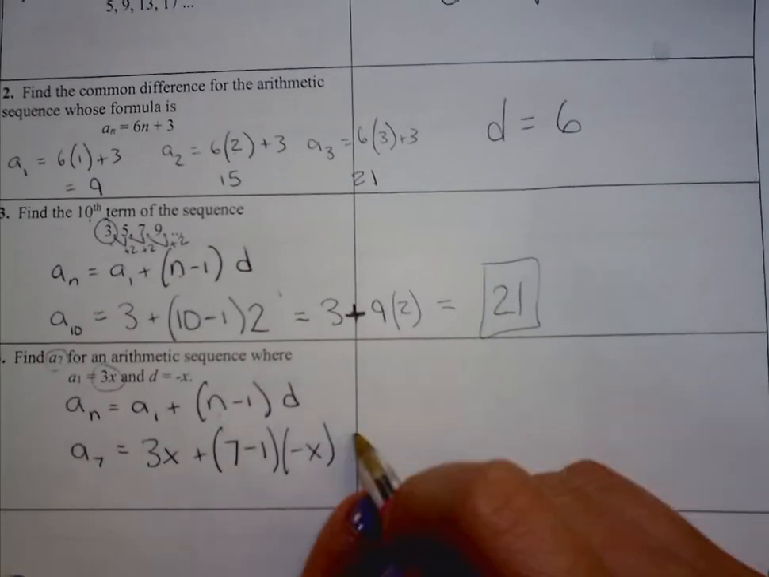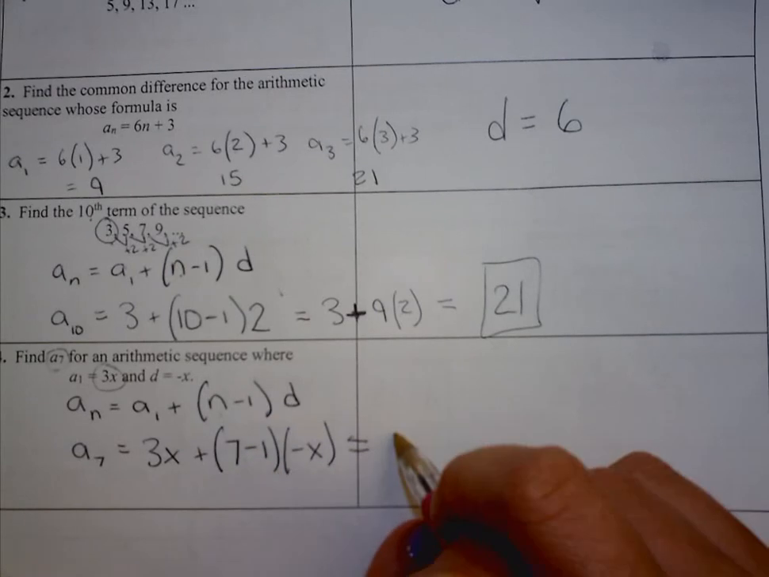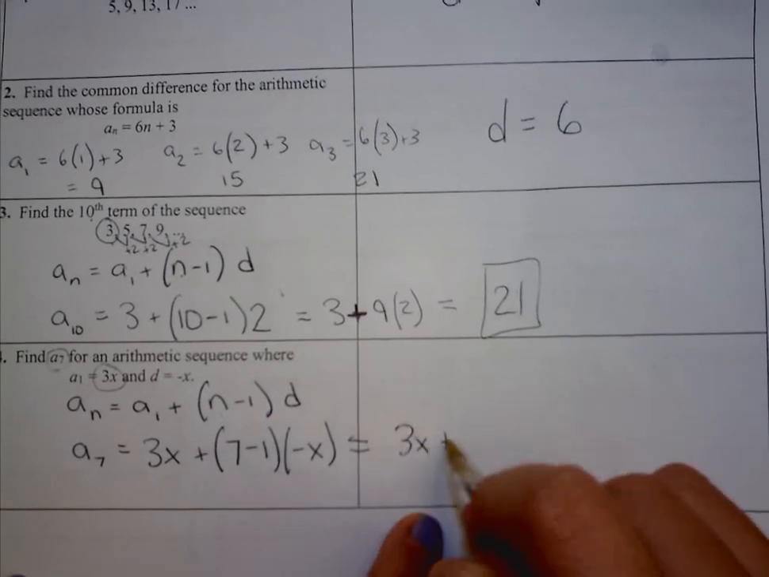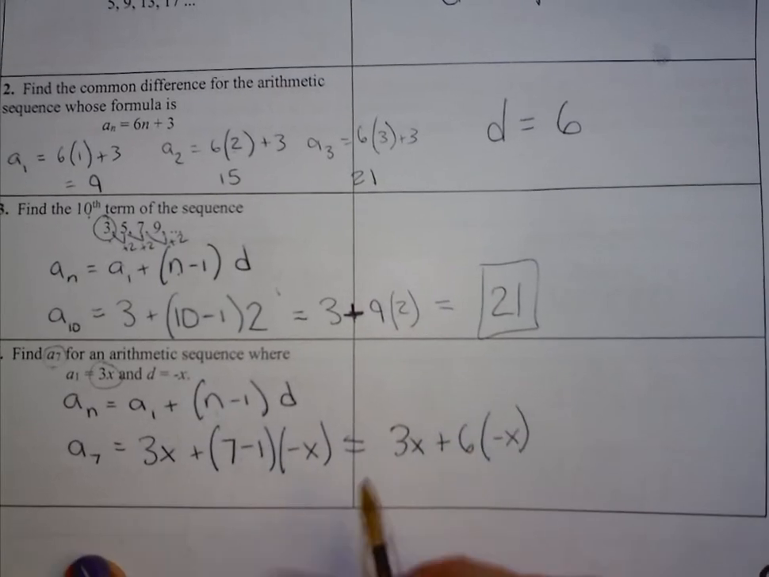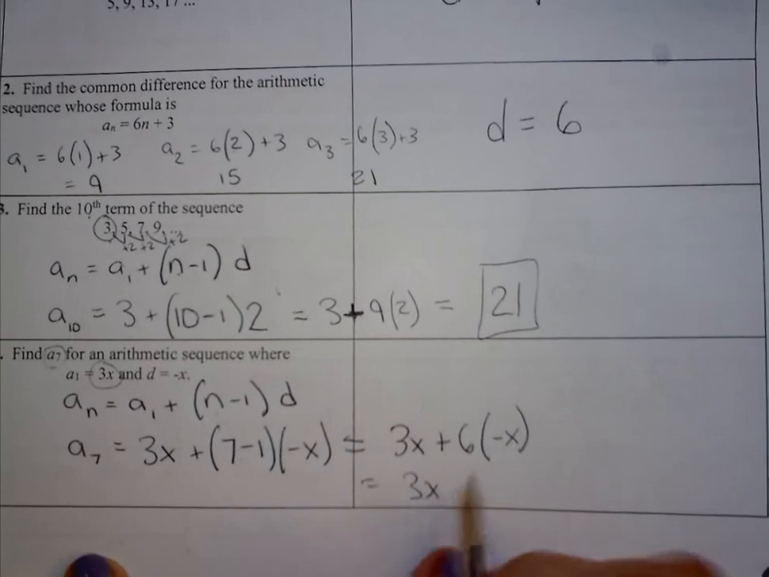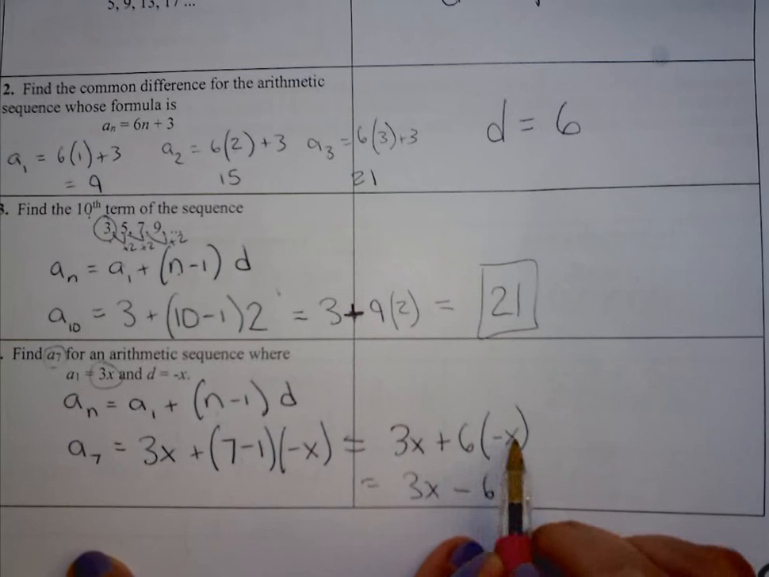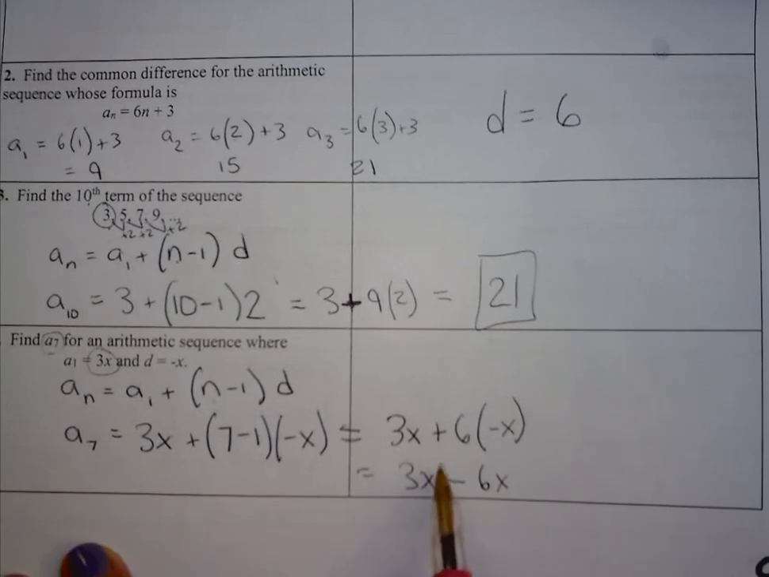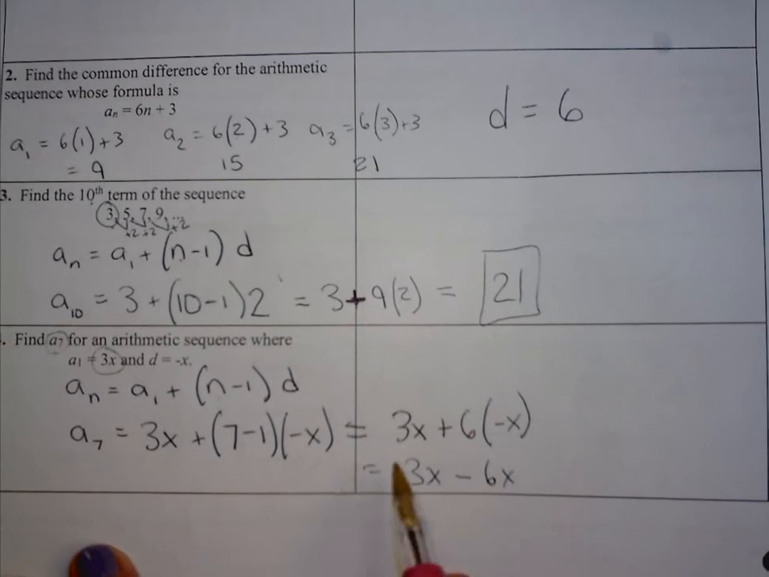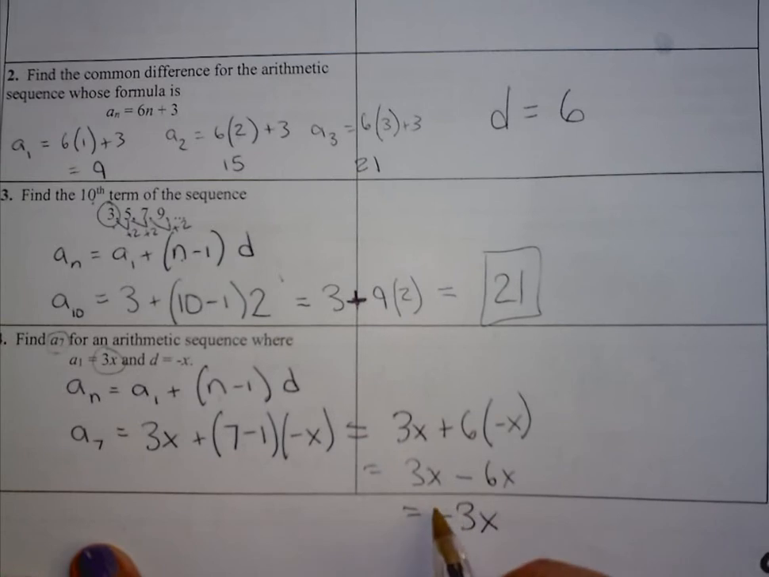Okay, so this is going to equal, I do parentheses first, 7 minus 1 gives me 6. So 3x plus 6 times a negative x. This looks a little weird. I'm going to rewrite this. 3x, and this is going to be minus 6x. 6 times a negative x is negative 6x. You can write it like this, or you could have written plus and negative. Doesn't matter. But 3x minus 6x gives me negative 3x. So A7 is equal to negative 3x.